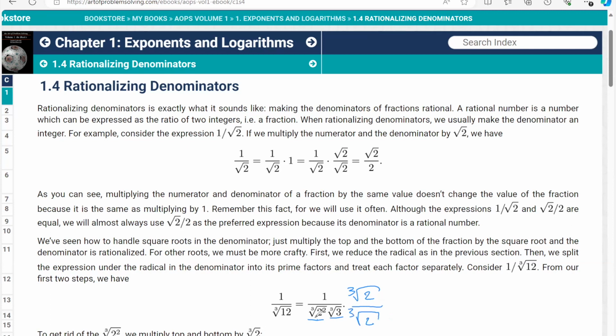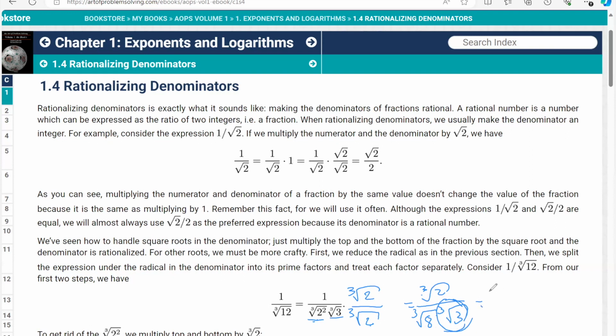So what will happen? This and this will become the following. The third root of 2 on the top, and the bottom will be the third root of 8 and the third root of 3. What is the third root of 8? It's 2. So what I write down here is going to become 2. And the third root of 3 is still left down here.